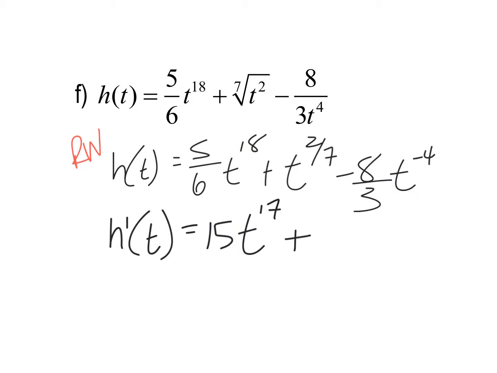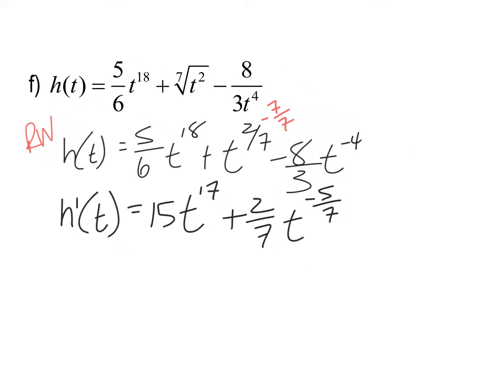Now let's look at the second term. I'm going to bring this 2/7 down and multiply by the 1 that's in front of there. So it's just 2/7 t to the negative 5/7. Yes, I'll drop that into the bottom in just a second, but remember you have to decrease the exponent by 1. That's how I got negative 5/7. Got to be okay with doing some fraction work here.